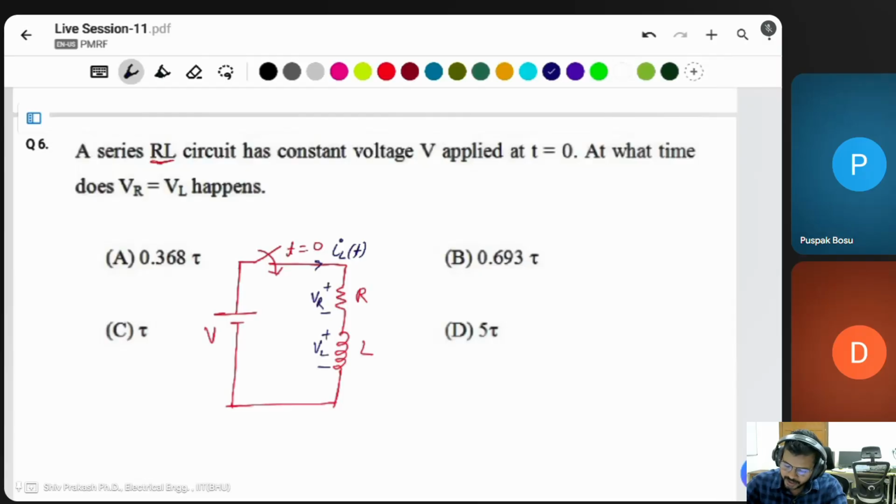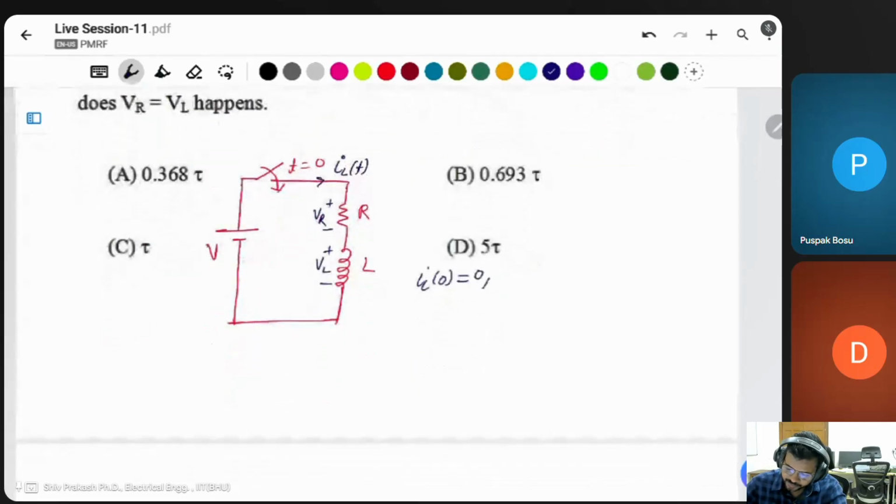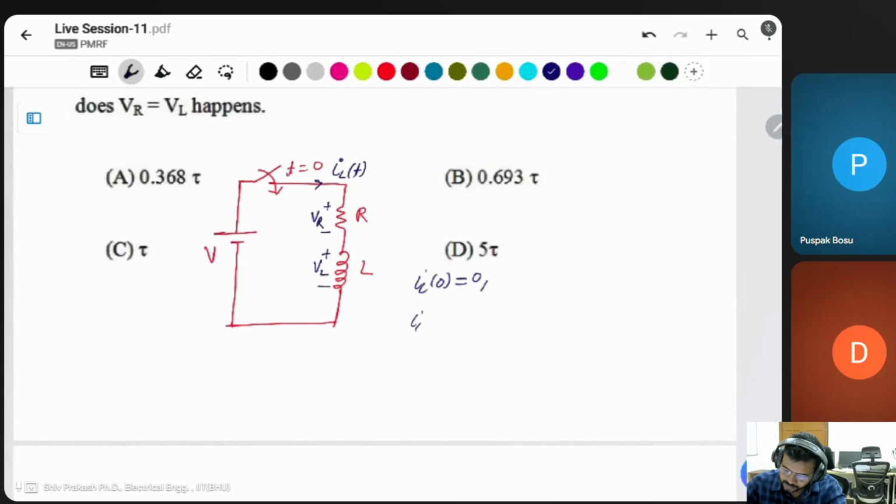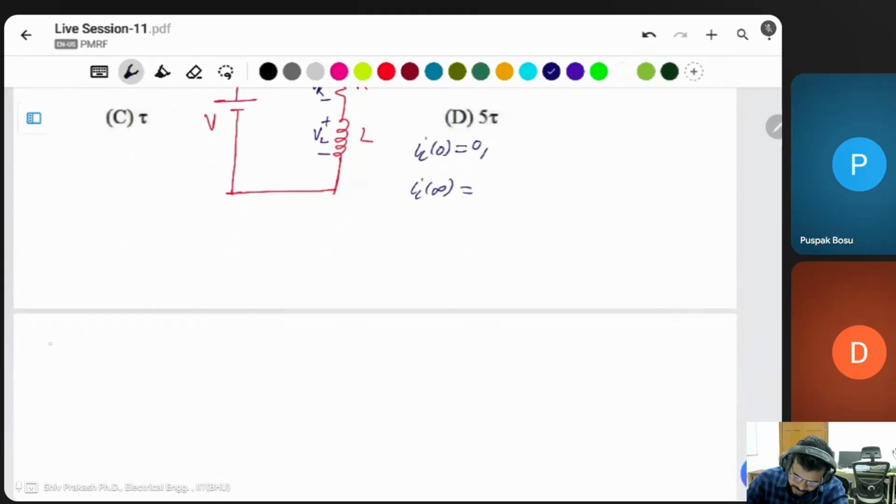Initial current: there is no voltage source, so the initial current is 0. And the final current, at t is equal to infinity, this is a short circuit.